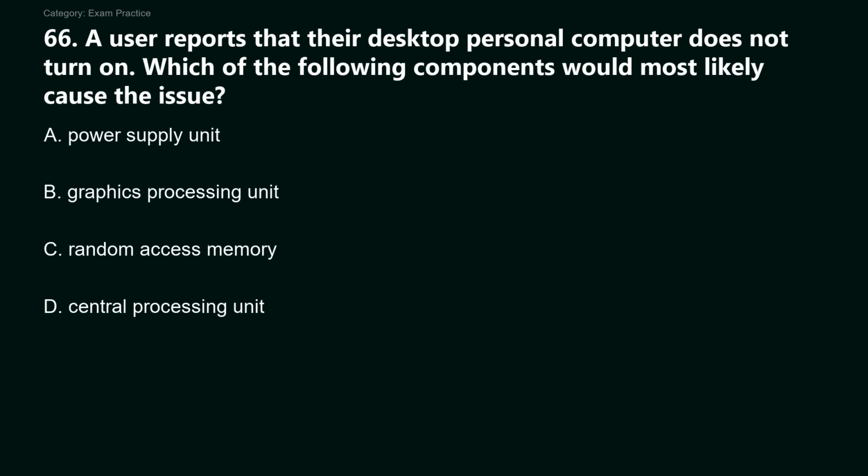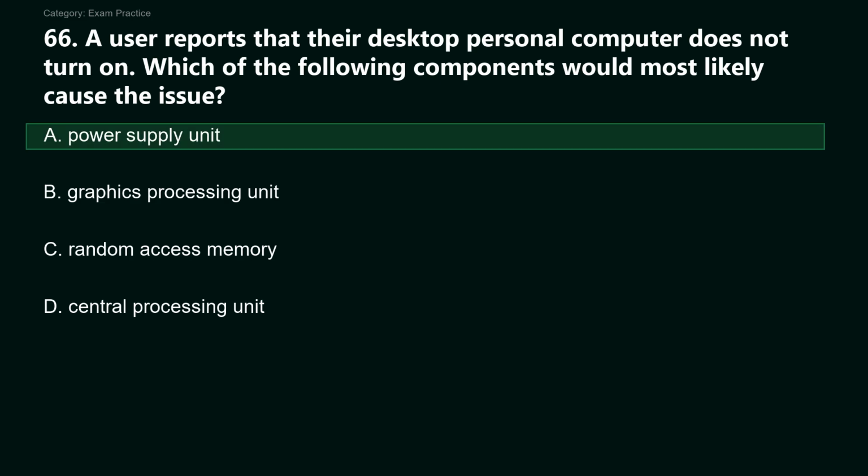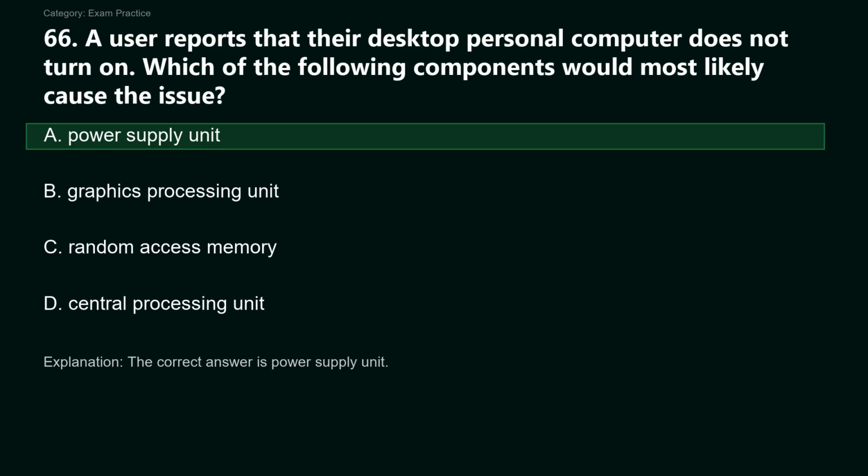Question 66. A user reports that their desktop personal computer does not turn on. Which of the following components would most likely cause the issue? Option A, power supply unit. Option B, graphics processing unit. Option C, random access memory. Option D, central processing unit. The correct answer is option A, power supply unit.